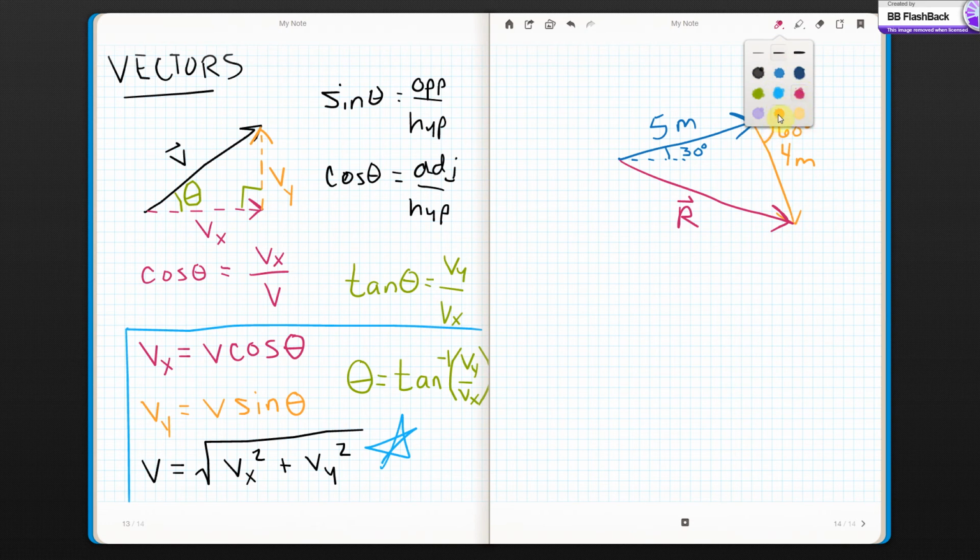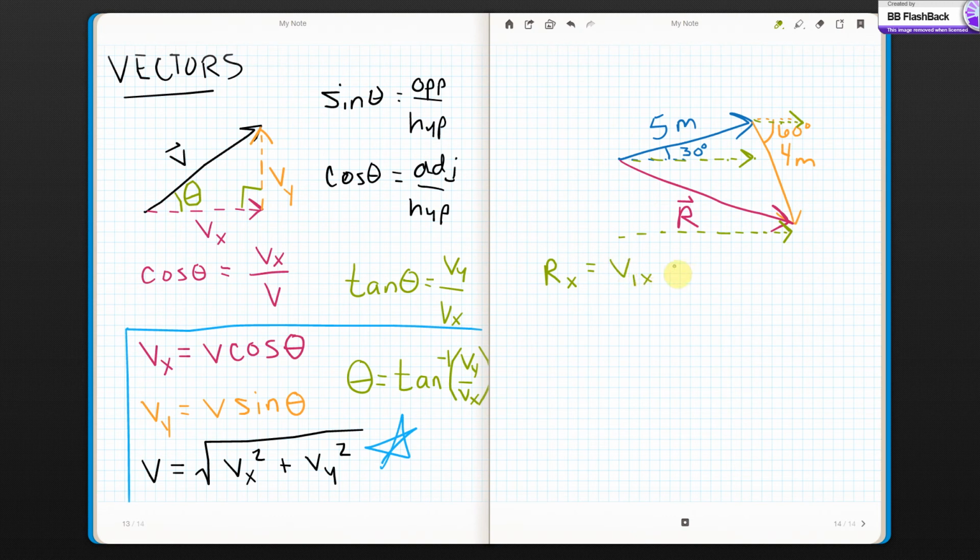Well, the trick is that I'm going to break this thing up into its x and y components. So, for instance, this has an x component that looks like this, goes to about here. And this has an x component that goes like this, goes to about here. If I add those two together, it will give me the x component of the resultant. I don't know if you can see that, but if I add this and this, I will get this. Okay?